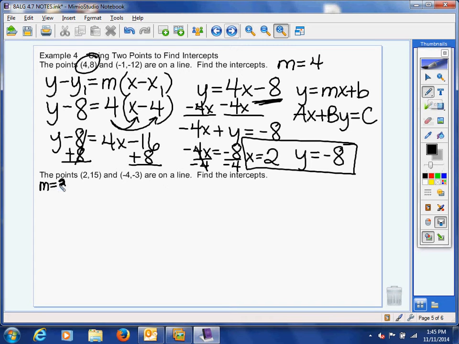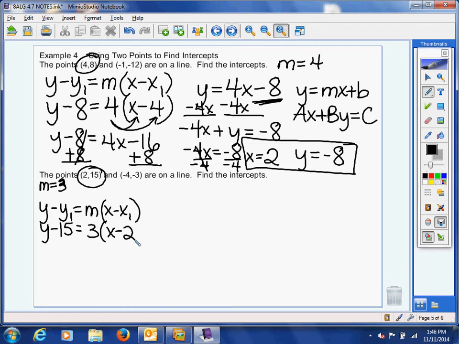All right, so now I have my 2 points. As stated before, I tend to stay away from the negative signs, and I'm going to go right into point-slope form. I'm going to plug in my point, plug in my slope, and go from there. So I've got y minus 15 equals 3 times x minus 2. Oh, that looks great. There's your point-slope form. That's not really going to help you too much to find your intercepts.